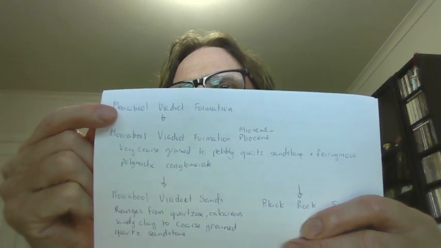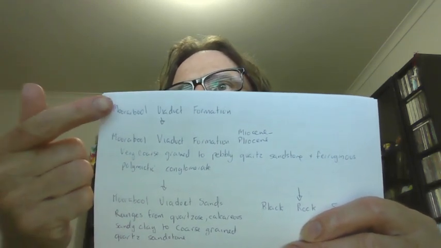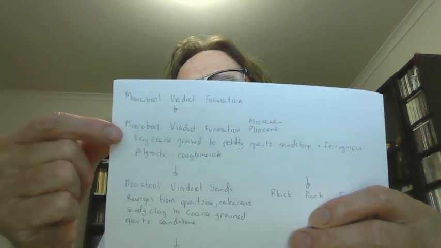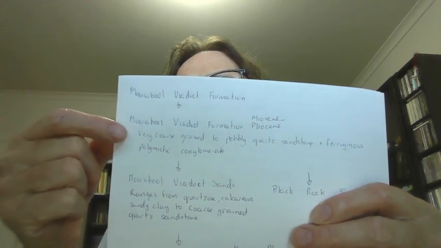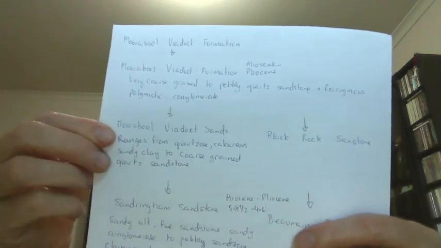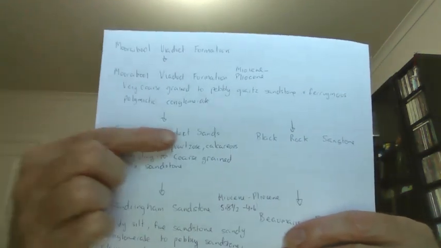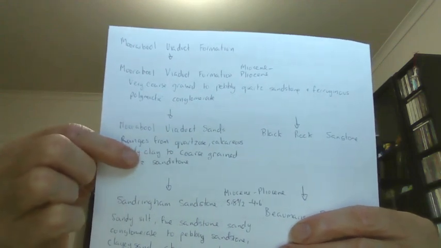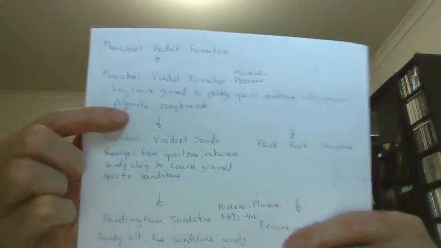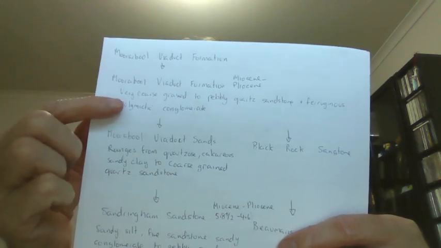But anyway, as an example, we've got the Morable Viaduct Formation. So that's the incorrect name. Also, the spelling is wrong. So Morable Viaduct Formation, this is the former name. Then they changed the name to Morable Viaduct Sands. And we have some information about what they included. So the definitions about what the material is also changed.